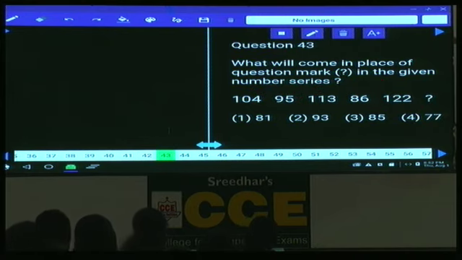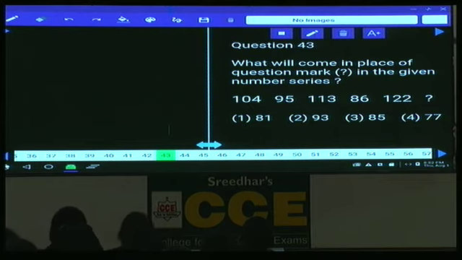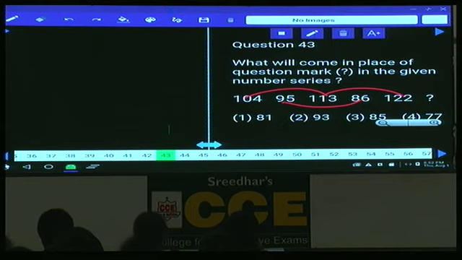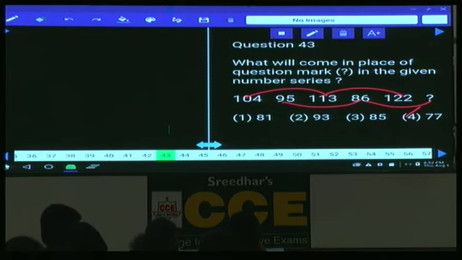Then 43. Now in this question number 43, 104, 113, 95, 113, 86. As numbers are in the increasing and decreasing order, whenever numbers are increasing and decreasing, it is an alternate series. Alternate 104, 113, difference 9, and 113 plus 9 is 122. 95, difference is how much? 9. 86 minus 9 is 77, choice 4. Alternate numbers with difference of 9.